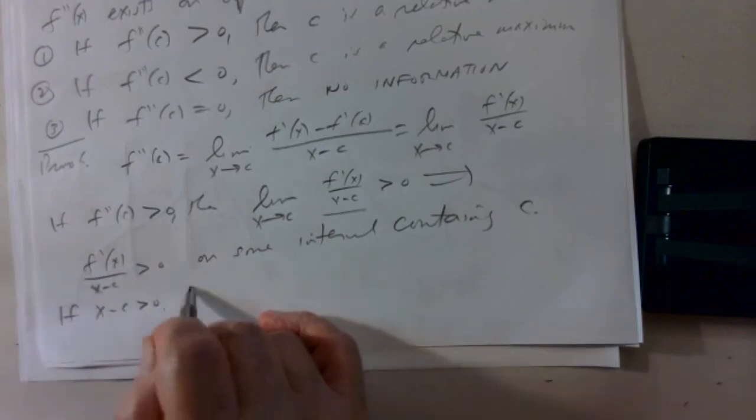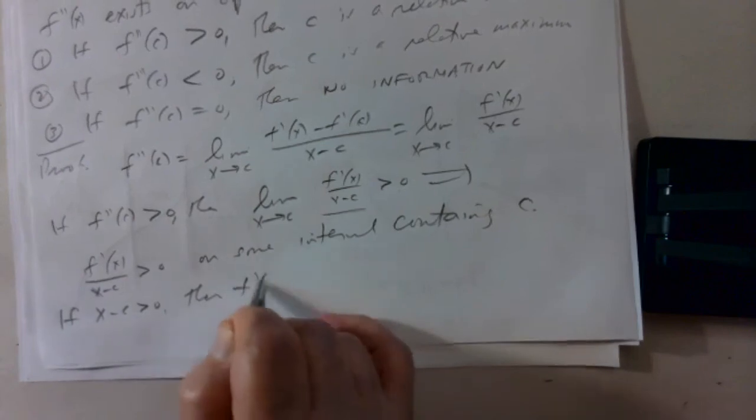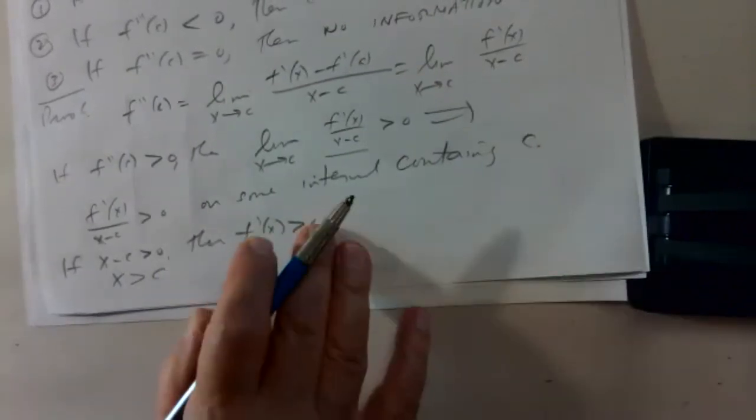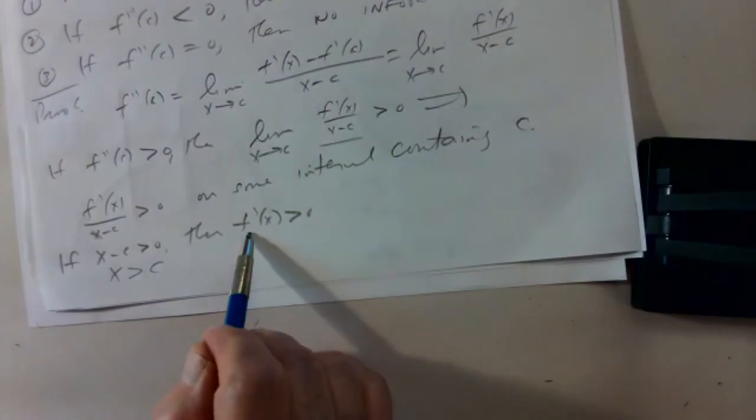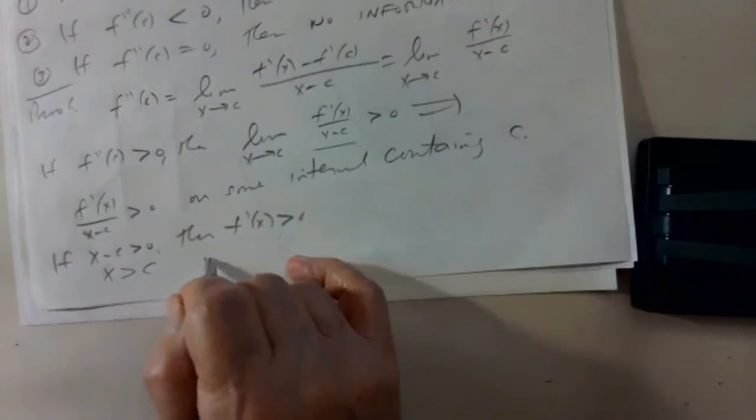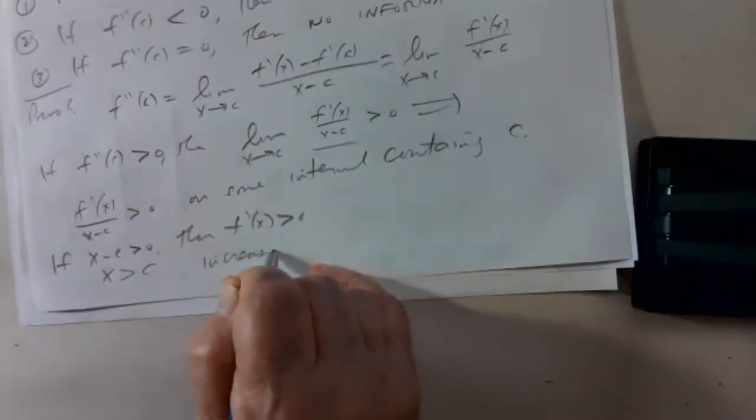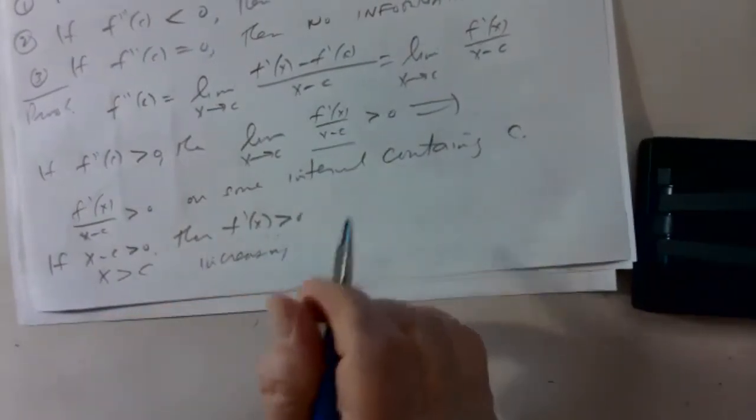So if x minus c is positive, the denominator is positive, then the numerator is positive. And to say x minus c greater than 0 is the same as x is greater than c. So for all x bigger than c, the derivative is positive. So that means the function is increasing for x bigger than c.